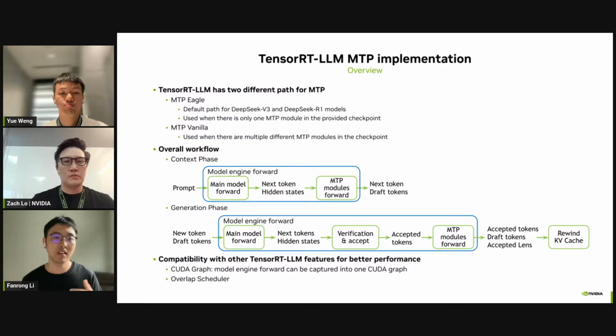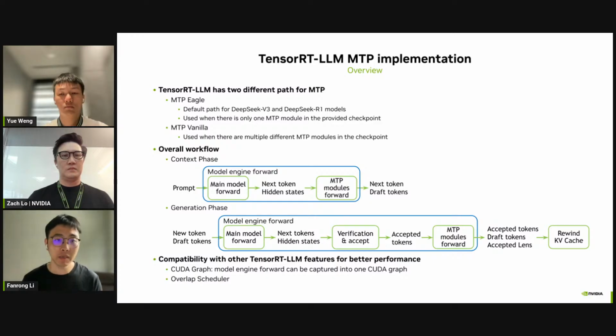And MTP vanilla is used for models with different MTP modules in the checkpoint. For example, maybe someone needs to train their own model with MTP, and this model may have several different MTP layers that don't share the same weights. In this case, we need to use MTP vanilla.